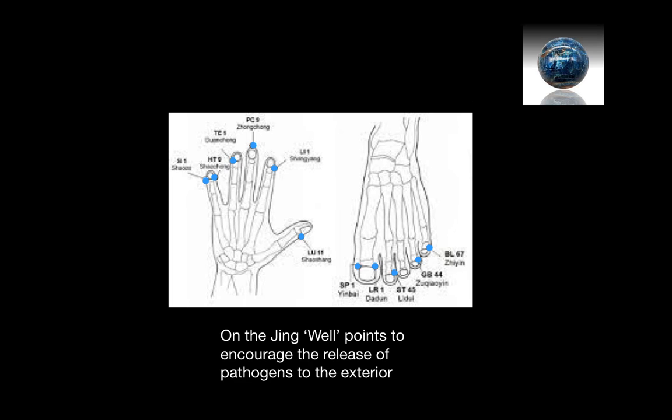The foot begins on the inner big toe with the spleen point on the cuticle of the inner big toe, followed by the liver point on the lateral side of the big toe, the stomach meridian on the lateral side of the fourth toe, the gallbladder meridian on the lateral side of the second toe, and the bladder meridian on the lateral side of the little toe.